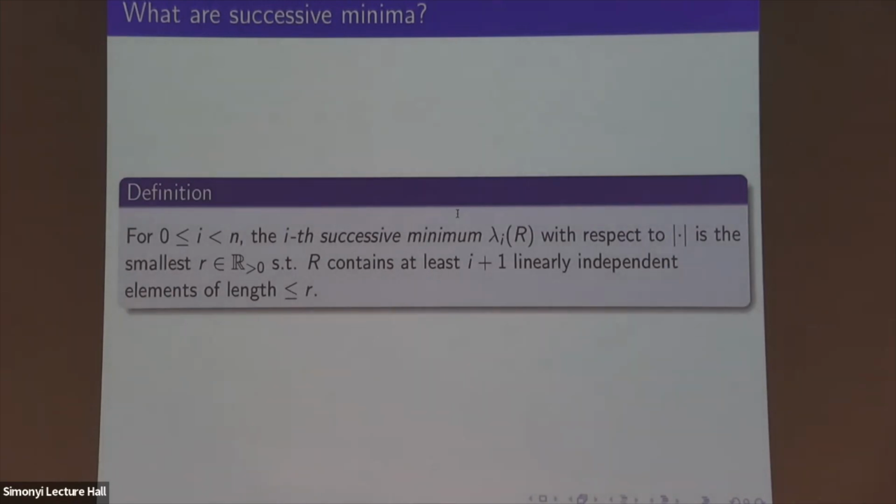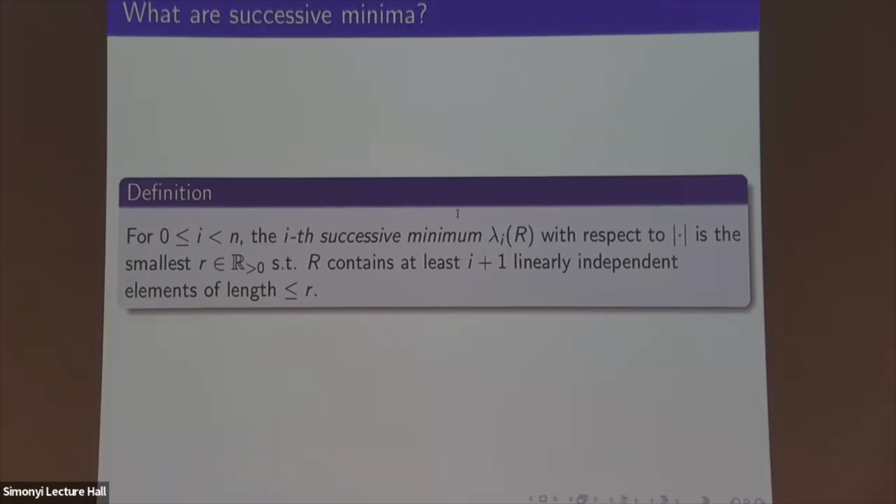Let me define them. So successive minima are n real numbers associated to a lattice, and we define them in the following way. For an integer i from 0 to n minus 1, the ith successive minimum of R with respect to our chosen norm is the smallest positive real number r such that the ring contains at least i plus 1 linearly independent elements of length at most r. So you can see that successive minima are n numbers associated to the ring that tell us about what the ring looks like in a Euclidean sense.